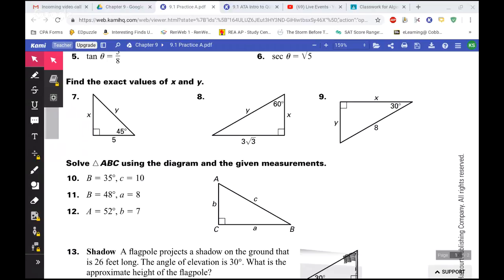I had an email to cover numbers 7 through 14 on Math Lab today. I'm just confirming that those were the right numbers. Yes, 7 through 14. So I'm going to start at number 7 and work through.